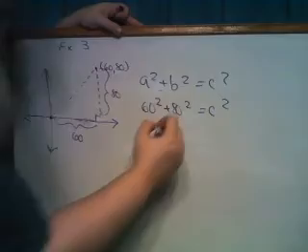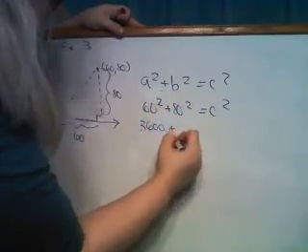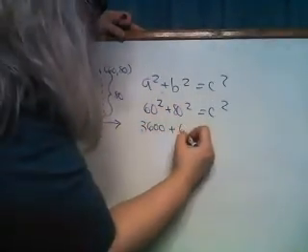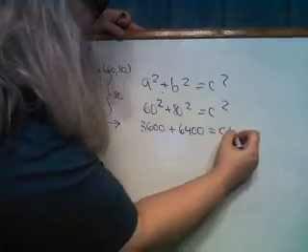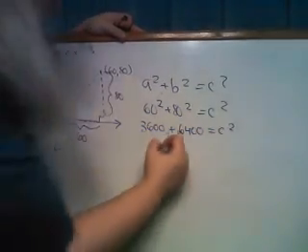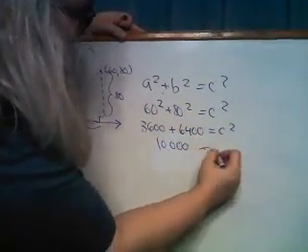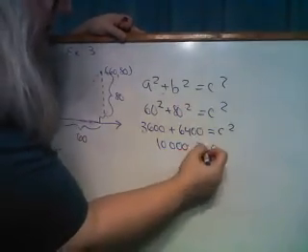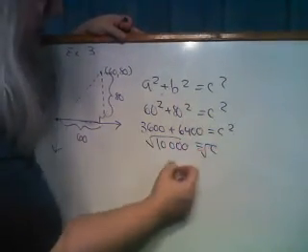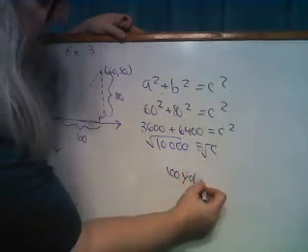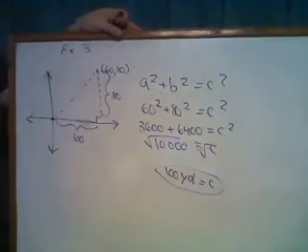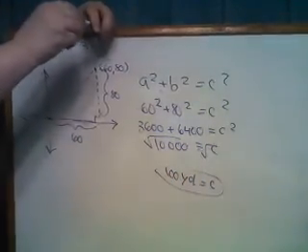60 squared is 3600. 80 squared is 6400. If you sum those, you get 10,000. In order to get C from C squared, you have to square root. So I believe it's 100 yards. You get 100 yards for that.